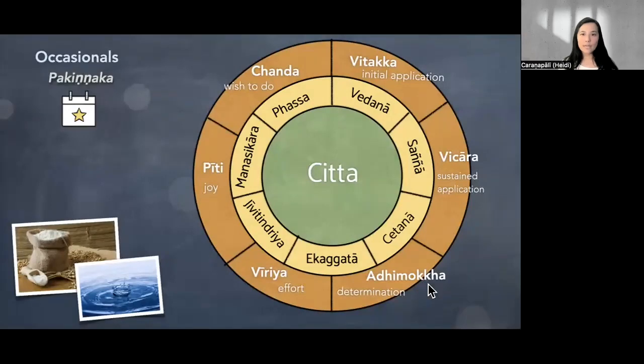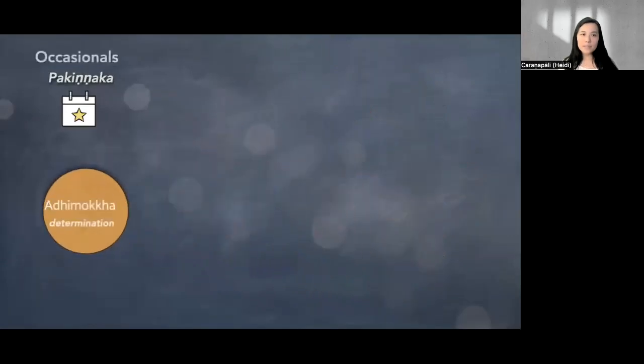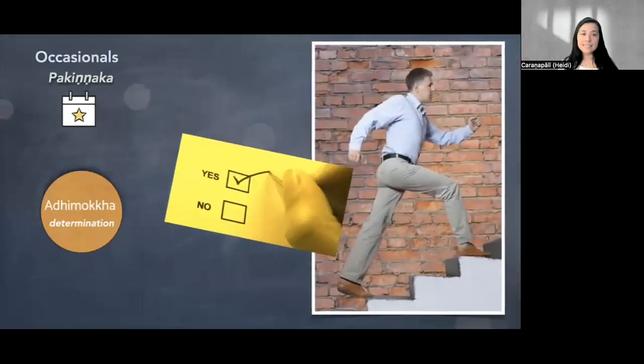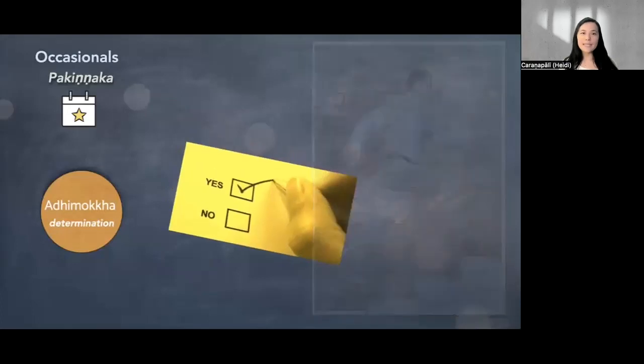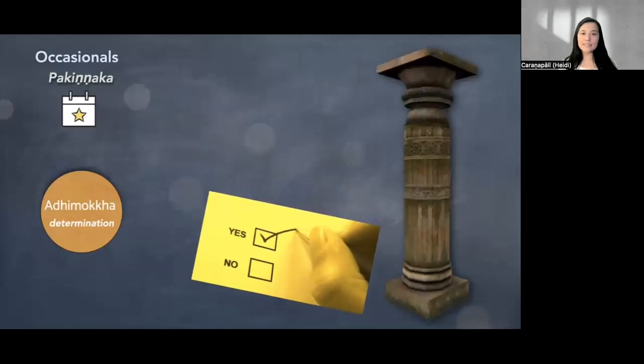Now let's go to Adhimokkha, translated as determination. What does this cetasika do? It dwells on the object and makes the decision that this is the object that I'm going to. So it is very determined. Yes, this is the object. It's like a stone pillar, which is steady and strong and does not move and cannot be shaken. So Adhimokkha is like that, dwelling on the object very firmly.